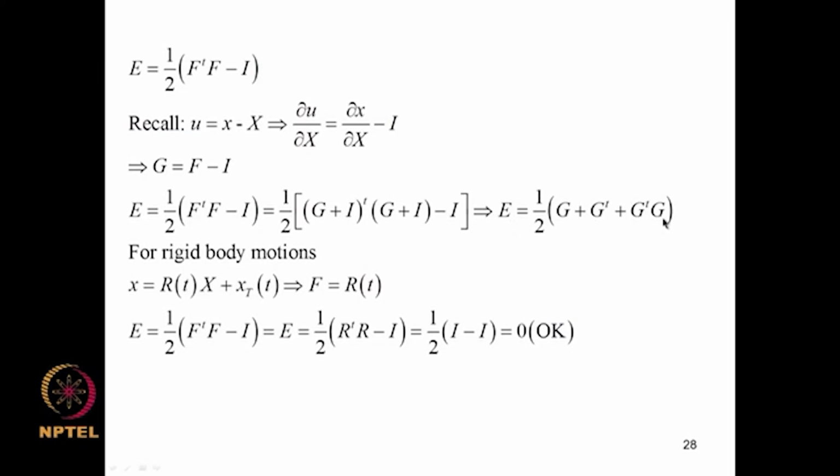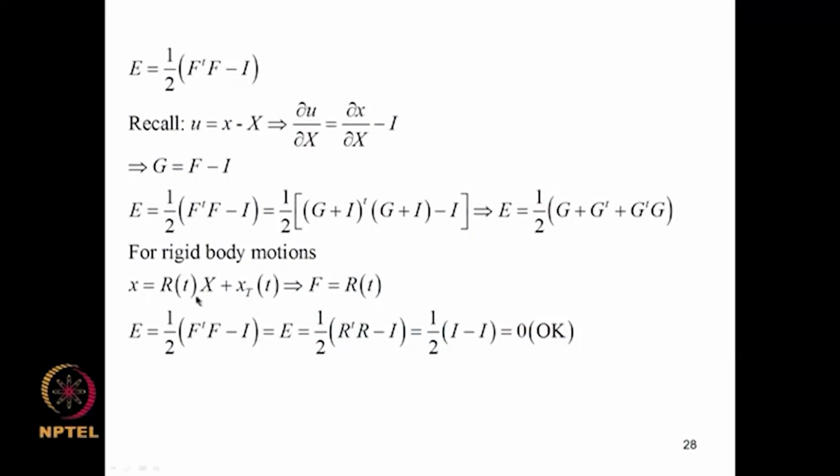Now, one of the requirements that we stipulated is that under rigid body motions the strain measure should go to 0. So, we can verify whether that is true here. I again consider rigid body motions as x equals R into X plus x_t of t. So, this is translation, this is rotation. R is a rotation matrix. So, F is R of t in this case, and if I substitute that into this, I get F transpose is R transpose, here it is R transpose R minus I, and R transpose R is I, therefore, this is 0. So, unlike the infinitesimal strain measures, this is 0 for any rigid body translation and rotation.